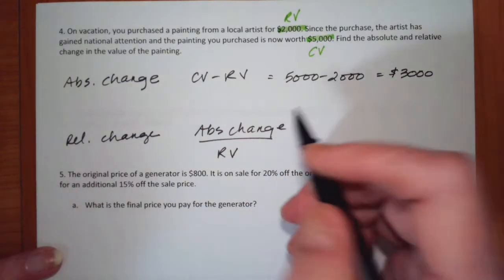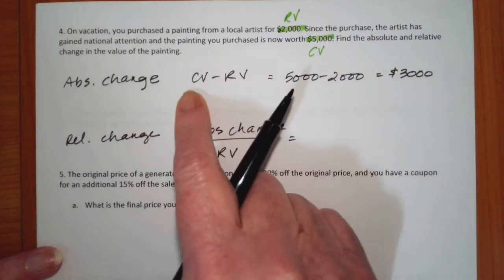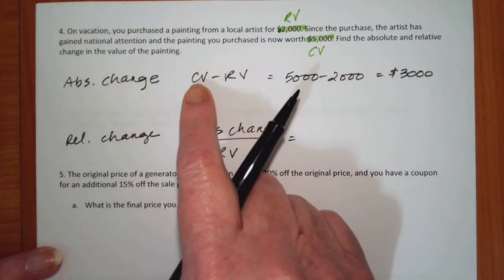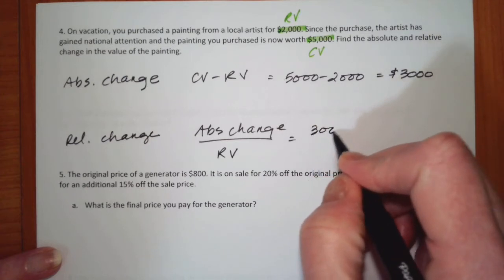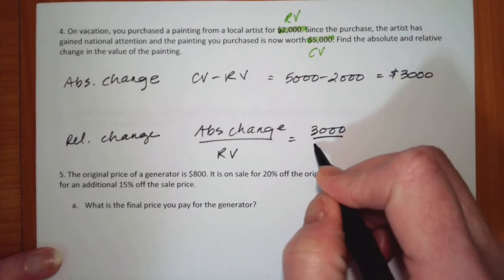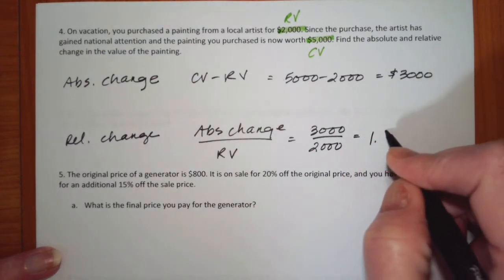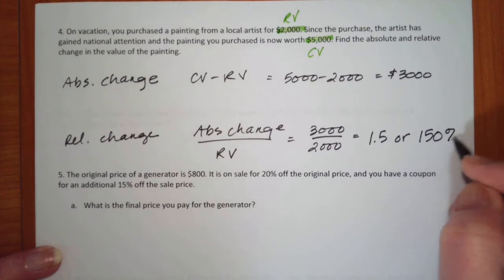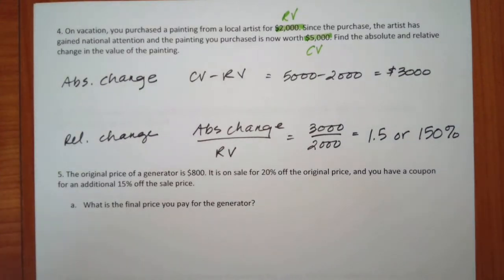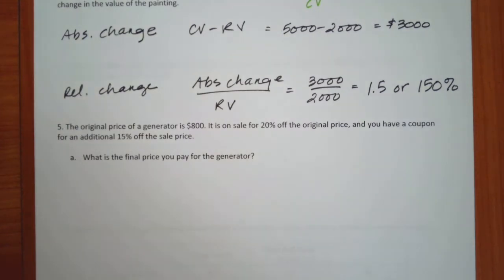To find the relative change, I'm just going to use this absolute change, or you can just start over and do compared value minus reference value. But that's going to be 3,000 divided by the reference value, which is 2,000, which gives you 1.5. We want to change that to a percent. So it is now 150% more than the original cost.